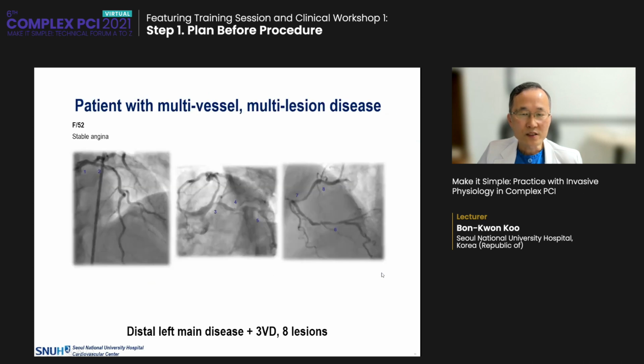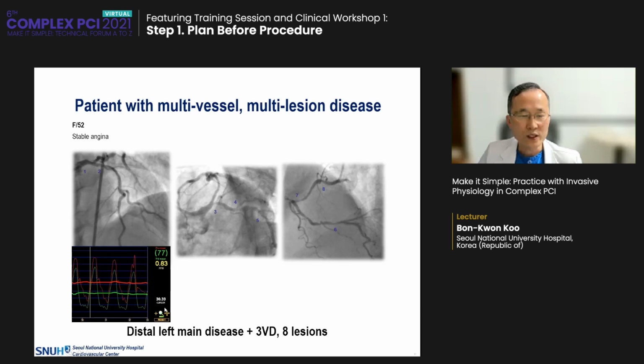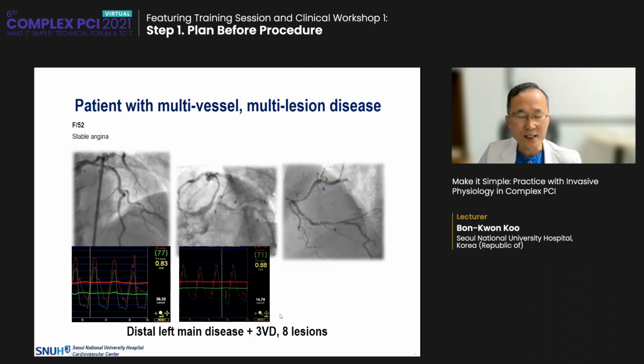About multi-vessel, multiple lesions, here is an angio of a 52-year-old female with stable angina, who seems to have 1, 2, 3, 4, 5, 6, 7, 8 lesions. So that is distal left main disease, triple vessel disease, 8 lesions. The question is how we can fix all these lesions by multi-vessel PCI or bypass surgery. But before we do that, let's make a physiologic assessment. LAD is 0.83, so we can forget about left main and LAD, and circumflex is 0.88. So the question now is why the patient has symptoms.